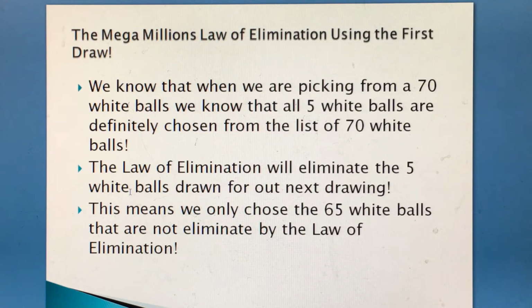The law of elimination using the first draw. So we know that when we are picking from a full set of matrix, all 5 white combinations are definitely chosen from the list of total white combinations. So the law of elimination will eliminate the 5 white combinations drawn, and we focus on the next 65 white combinations that are yet to be eliminated by the law of elimination.